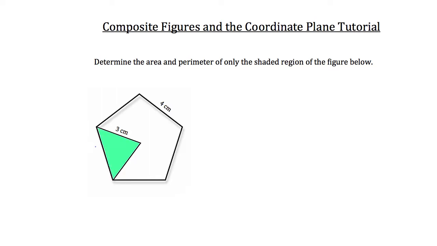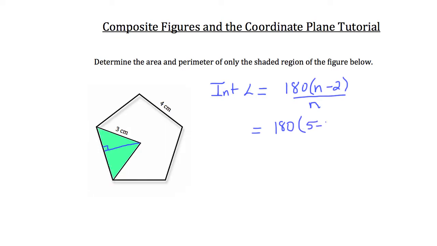So, in order to determine the area of these two triangles, what I first need to do is solve for what this angle is right here. In order to do that, I'm going to use the formula that the interior angle of any regular polygon is equal to 180 times the number of sides minus 2, divided by the number of sides. So in this case, we have 180 times 5 sides minus 2, divided by 5.